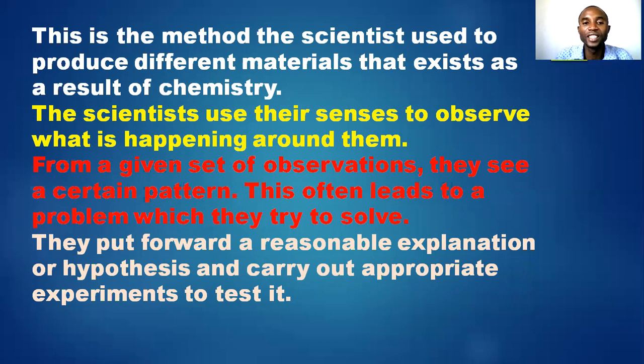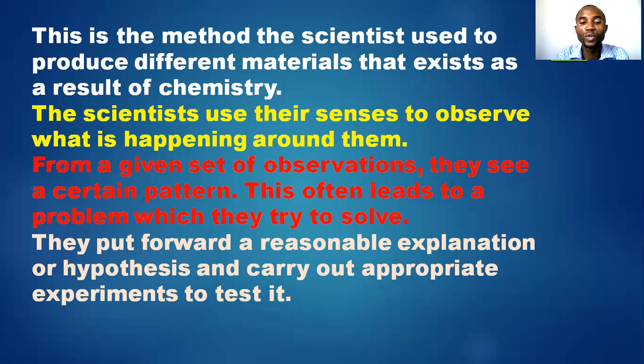Scientists use their senses, first of all, to observe what is happening around us. From a given set of observations, they identify a certain pattern, and that pattern often leads to the problem they try to solve. Because they observe something and gather data about it, it becomes a problem, a research question that will bother them, and they will try to solve that particular case. It could be making phone calls, it may be washing plates. Someone thought it wise to think about how to produce plates and everything you see around you.